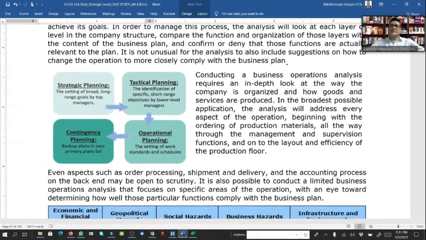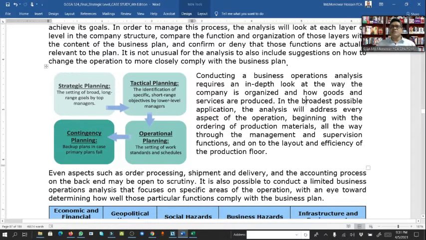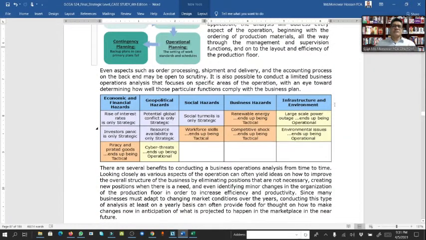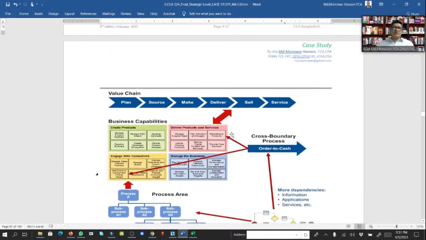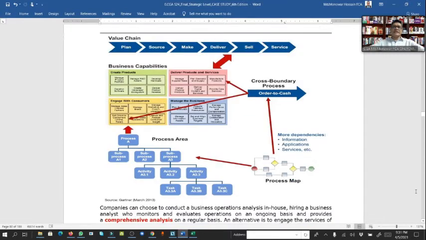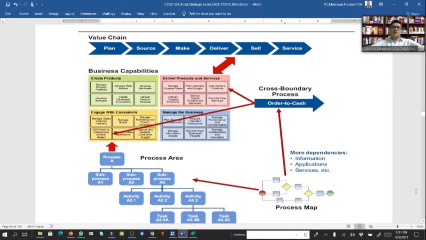Conducting the business operation analysis requires an in-depth look at the way the company is organized and how goods and services are produced. Every aspect, such as order processing, shipment, delivery, accounting process, marketing process, the distribution channel, supply chain management, if we think of a manufacturing organization, all within the integrated business. So here we can say there is a value chain of the organization.